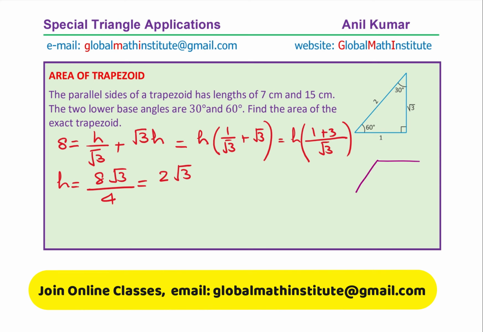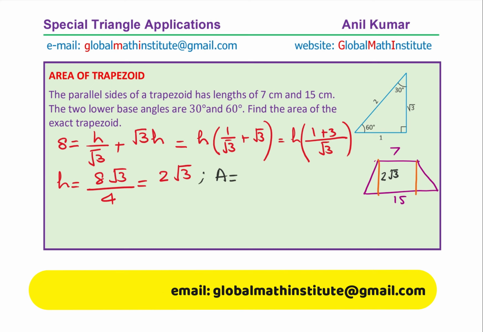So we get the height as 2 square root 3 in our trapezoid, which was kind of like this. Let me make a smaller version of this. I made 60 degrees on this side. So we had 7 and 15. Now we find that x and y related with height gave us the height of 2 square root 3. Now what is the area of a trapezoid? The area of a trapezoid is the sum of the two parallel sides, which is 7 plus 15, times the height, which is 2 square root 3, divided by 2.